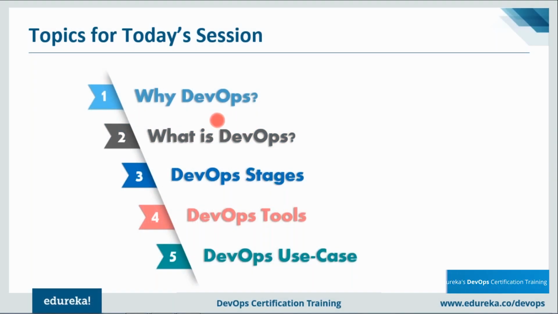We'll begin by understanding why we need DevOps. Everything exists for a reason, so we'll try to figure out that reason. We are going to see what are the various limitations of the traditional software delivery methodologies and how DevOps overcomes all of those limitations. Then we are going to focus on what exactly is the DevOps methodology and what are the various stages and tools involved in DevOps.